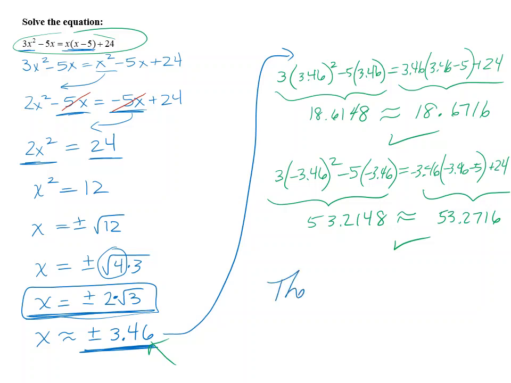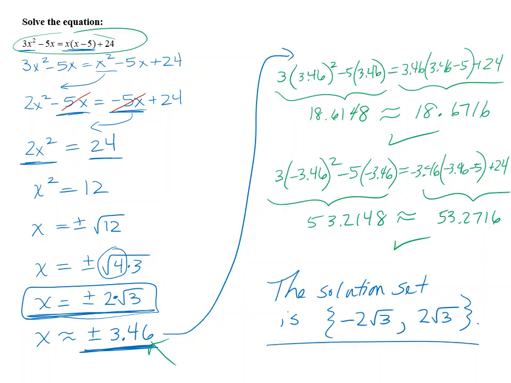So I could go ahead and write up my solution set. The solution set for this problem is, and then again, we do list them separately, not with the plus or minus. So we would say negative 2 square root 3, comma 2 square root 3. I don't need the plus there because it's implied. Little reminder, quadratics will never have extraneous solutions. So if something doesn't check, you've got an error somewhere.